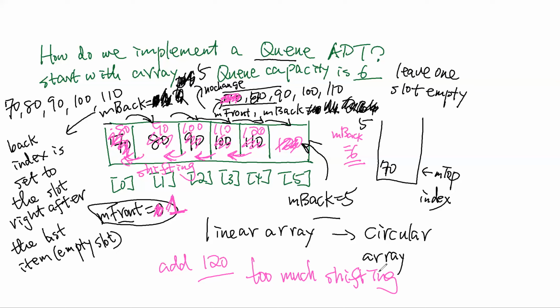Because for this array, the capacity is 6. It's not a big deal. But just think if you have millions of items, which happens a lot in real-world applications. Then you need to shift millions of times. Is that a good strategy? Of course not. Of course, in the real world, we won't use this kind of array, but you can think of something like this. That's not going to be efficient.